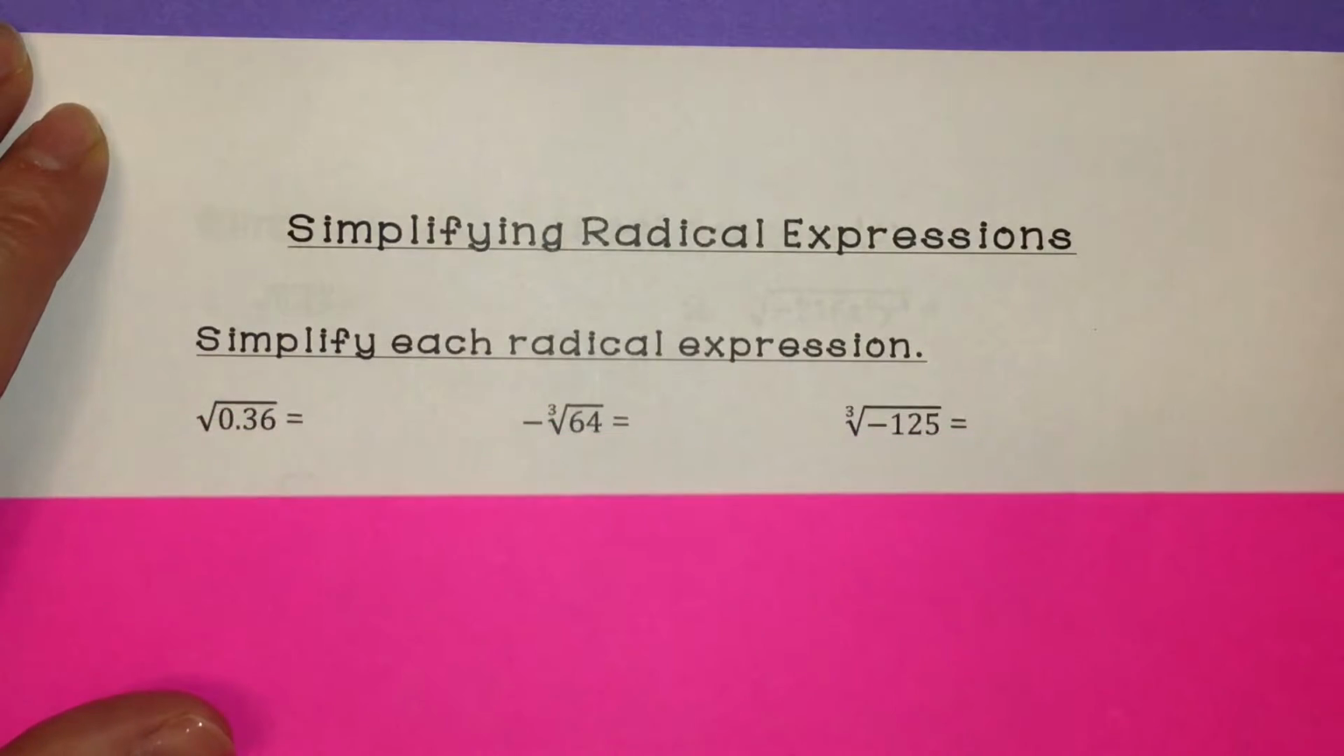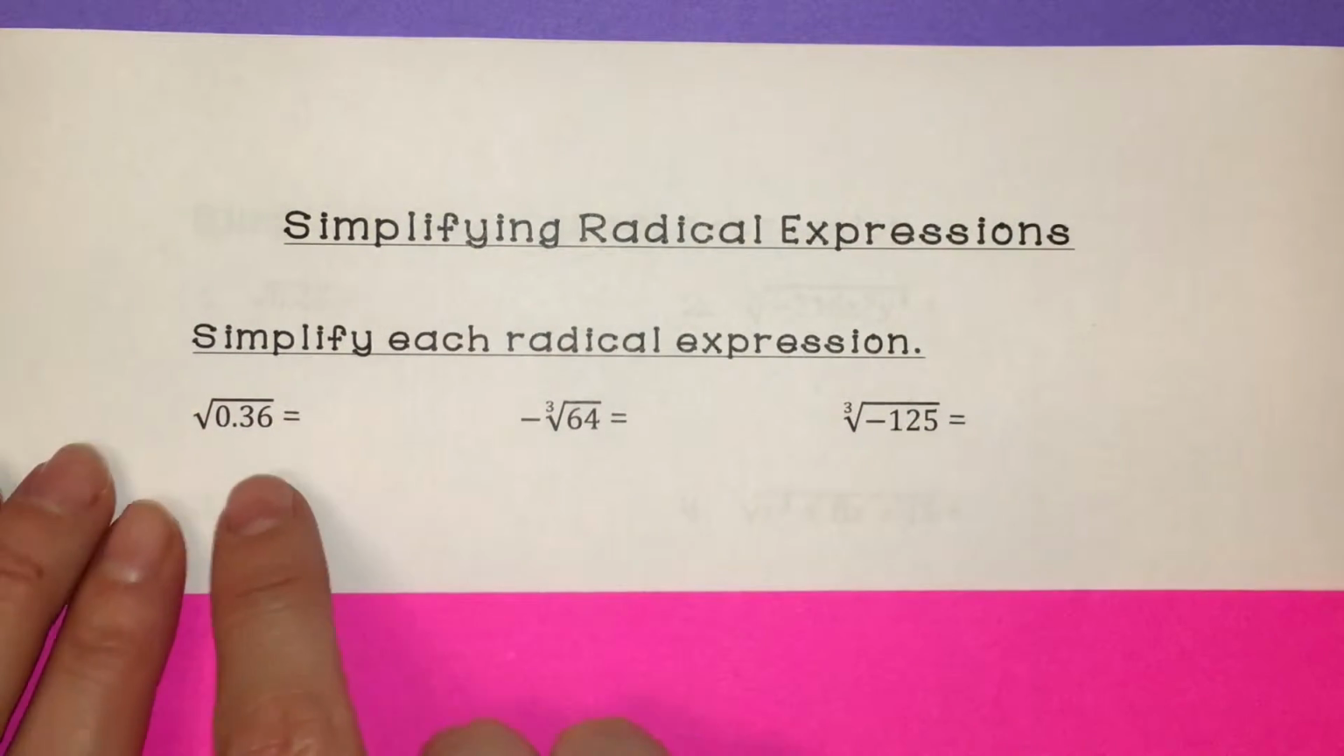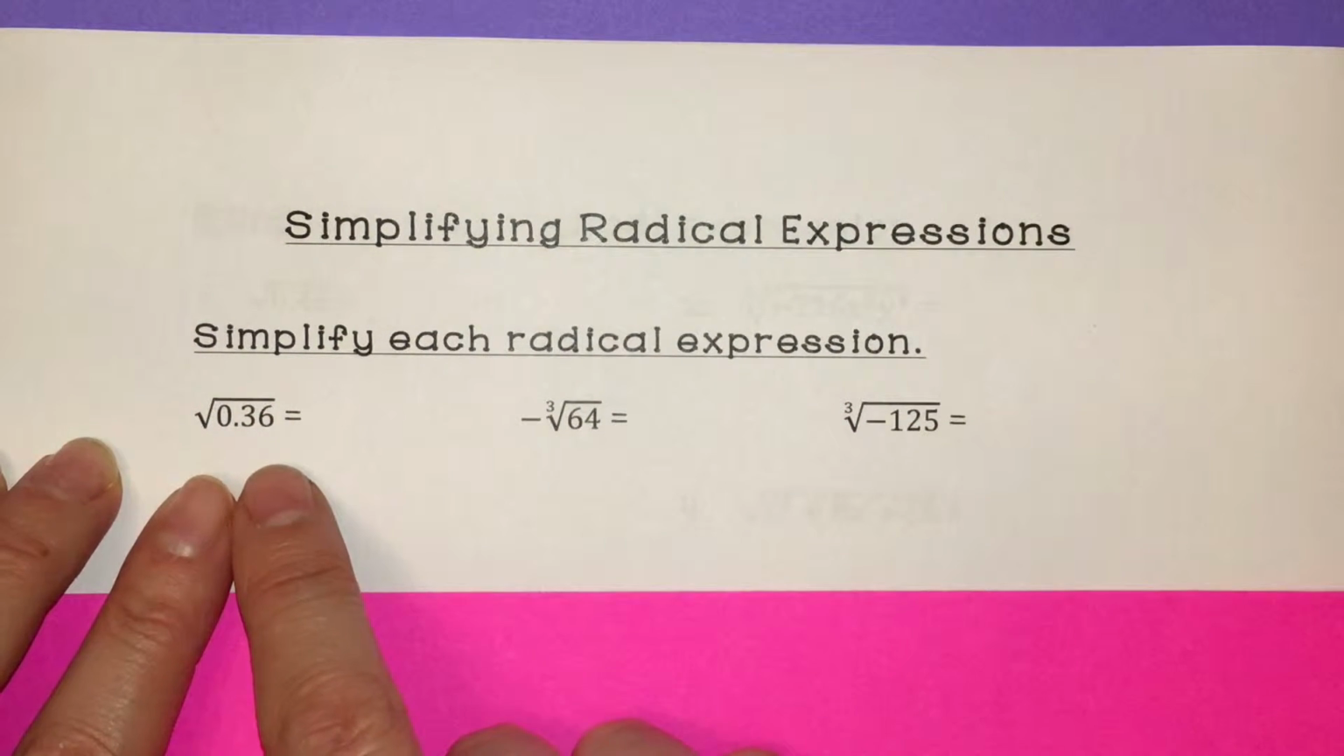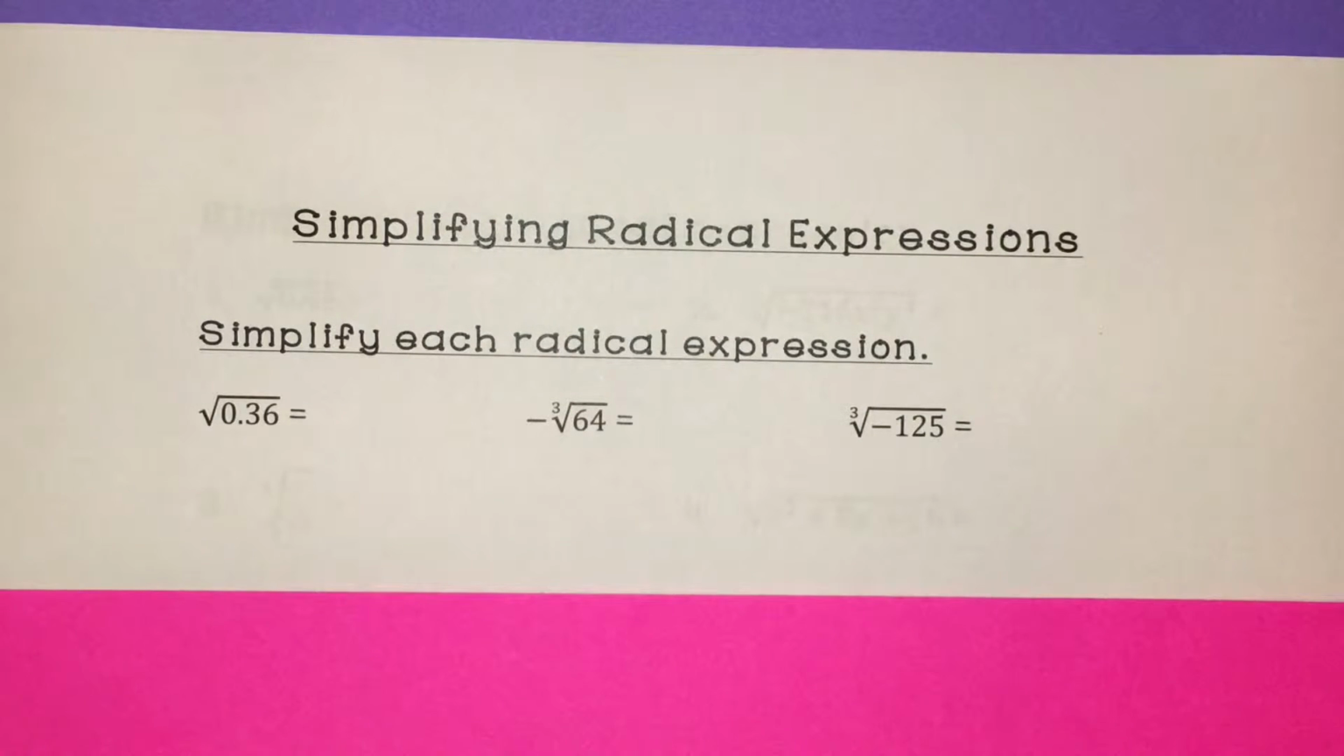This video is on simplifying radical expressions. So the first one is a square root of 0.36. This one we're given a perfect square. We need to figure out what number times itself equals 0.36.